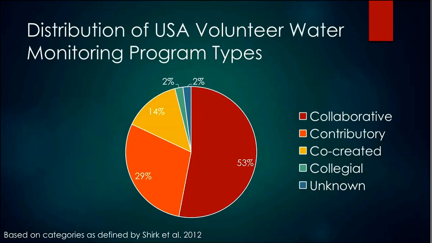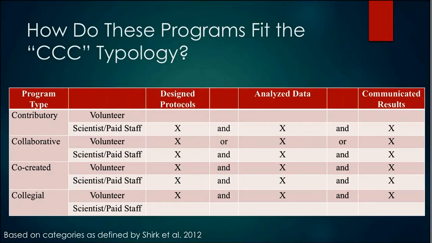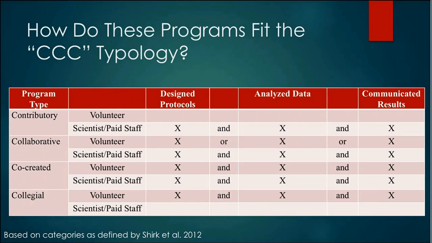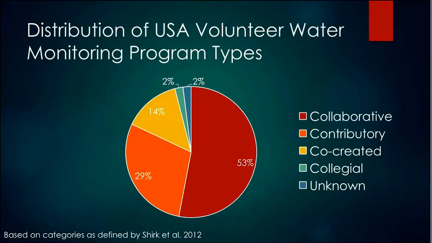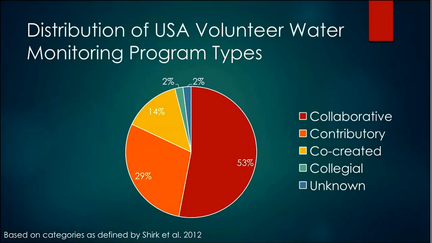So what I found is that most of the volunteer water monitoring programs in the country, 53%, are actually collaborative programs. So again, looking back, that's where volunteers are playing some role besides just data collection, but not necessarily every other kind of role, the designing protocols, analyzing data, communicating results. And about 30% are contributory, where I would tend to think that more of the citizen science programs are contributory, where scientists are designing the scheme and having volunteers contribute data for that analysis.